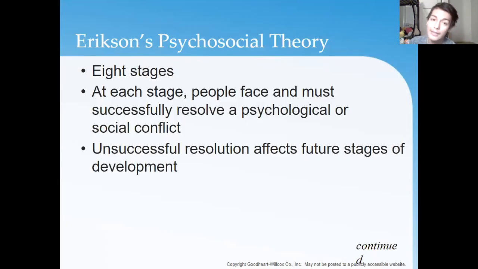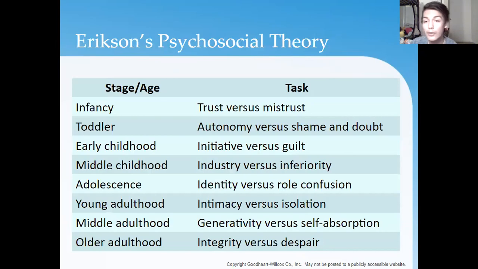Now we're moving on to Erikson's psychosocial theory. Erikson basically stated that there were 8 stages to one's development. And he stated that at each stage people face and must successfully resolve a psychological or social conflict, and unsuccessful resolution affects future stages of development. So here go the 8 steps to Erikson's theory.